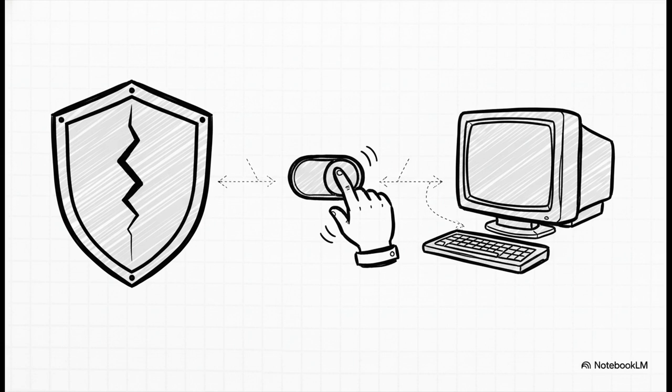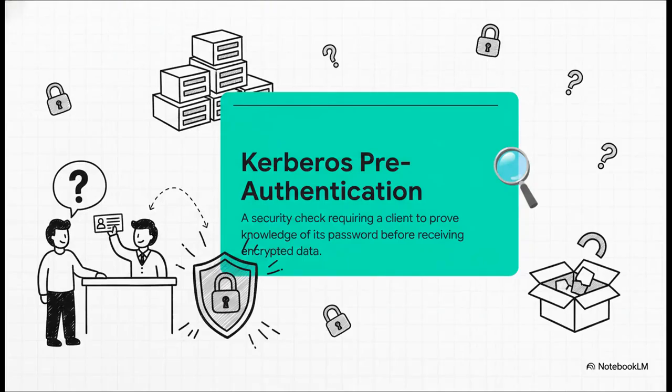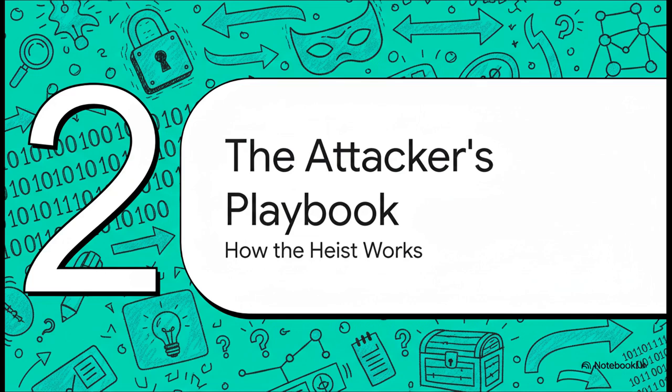Now, why would they do that? Usually, it's to support some old legacy application that just can't keep up with modern security protocols. That feature is called Kerberos Pre-Authentication, or KPA for short. Here's a good way to think about it. Imagine you go to a bank. Before the teller gives you a locked cash box, they ask to see your ID, right? They need to prove you are who you say you are. KPA is that ID check. And if it's turned off, the server just hands over that locked box to pretty much anyone who asks for it.